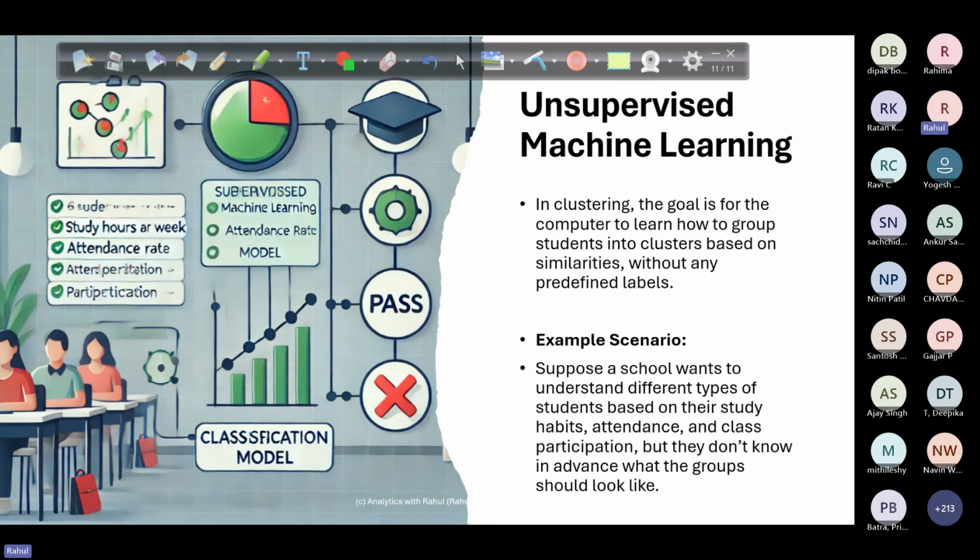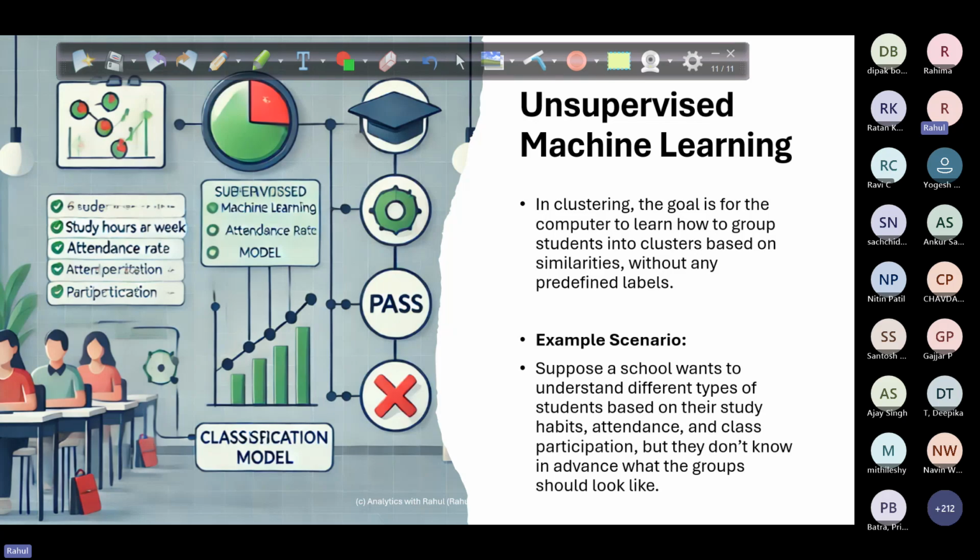Now next is the unsupervised machine learning technique. Till this point, we have discussed supervised learning, and we have seen that in supervised learning we have two major classes: one is regression and the second is classification. Now next is the unsupervised machine learning technique. One of the techniques in unsupervised learning is known as clustering. In clustering, the goal is for the computer to learn how to group students into clusters based on similarities without any predefined labels.